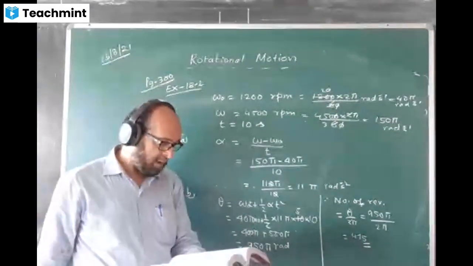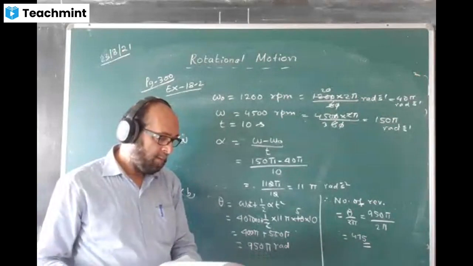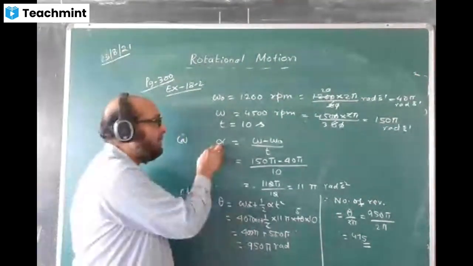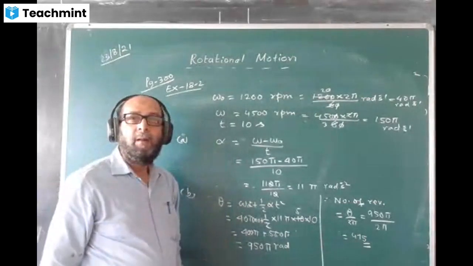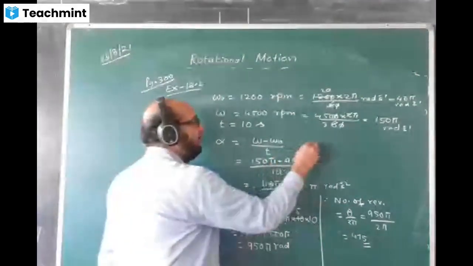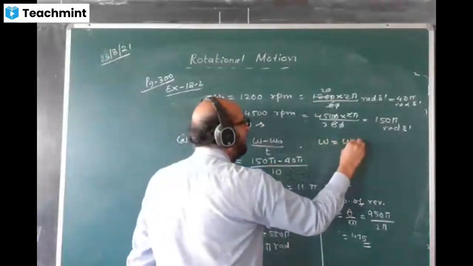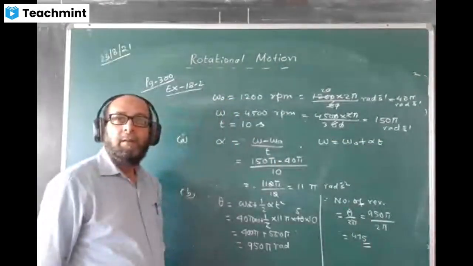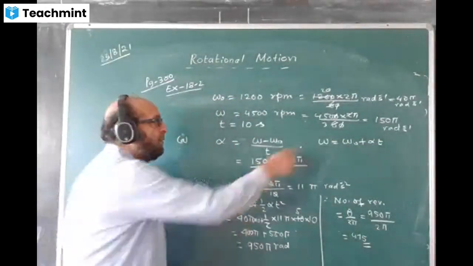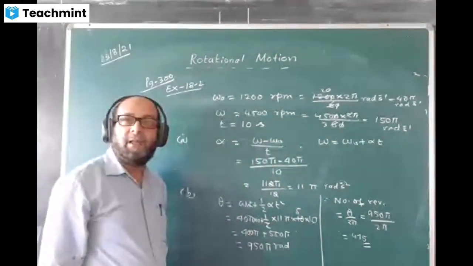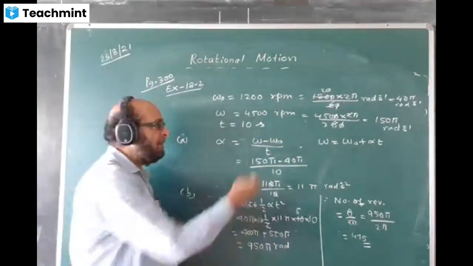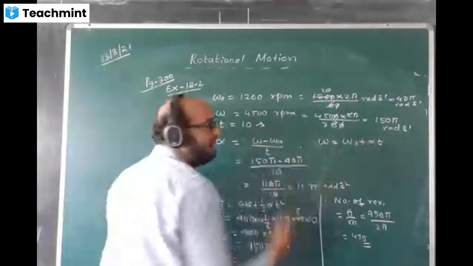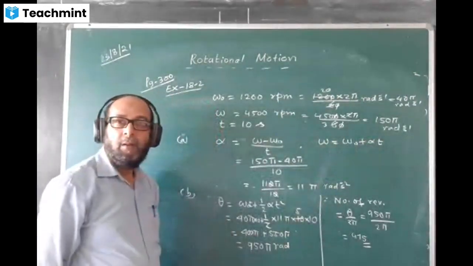Sir, I've got one question. How do you get that alpha part, sir? Can you please explain that alpha formula? Do you know this formula? Omega equal to omega naught plus alpha t. This formula is the same: omega minus omega naught by t is alpha. Same formula, no?